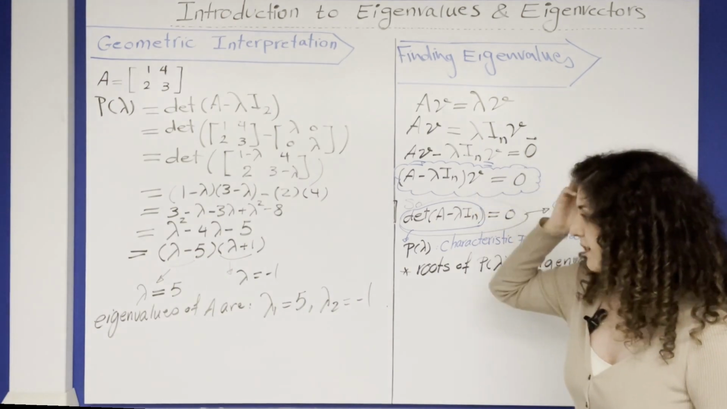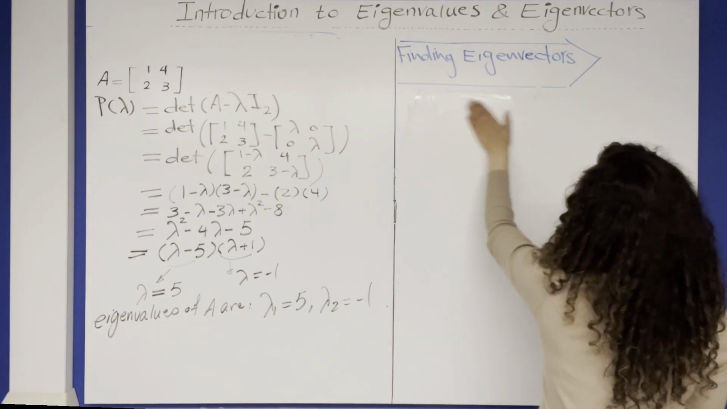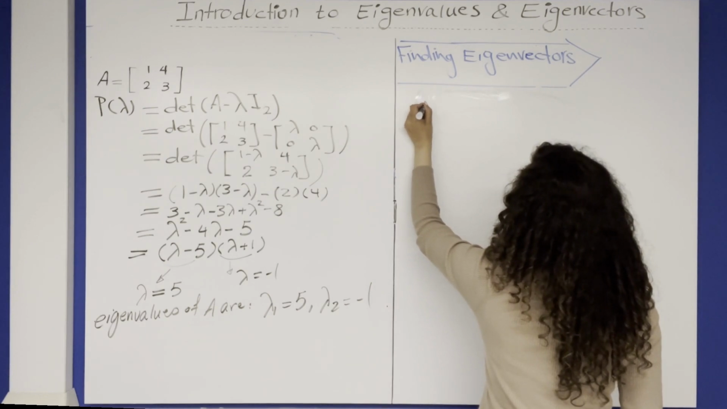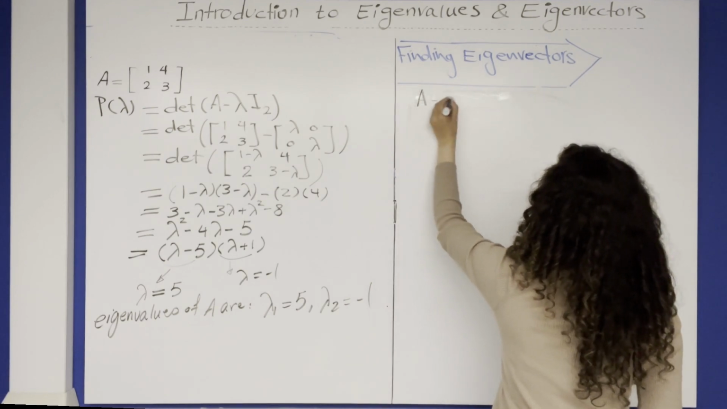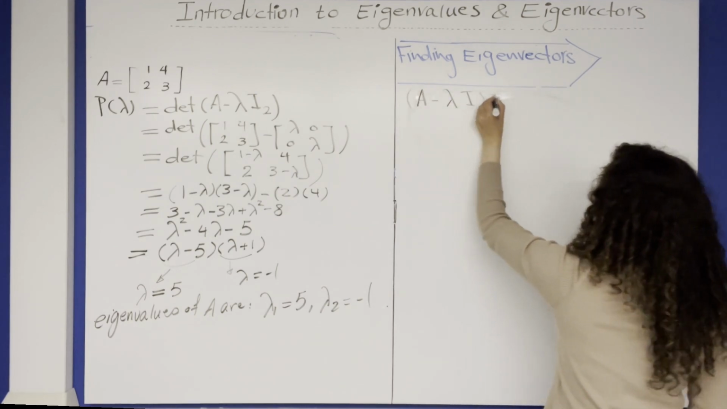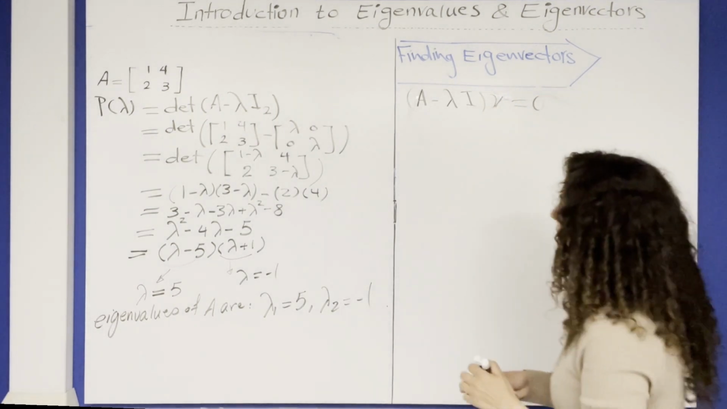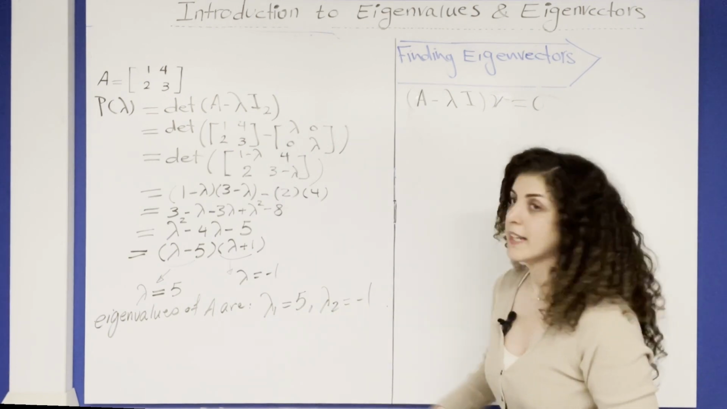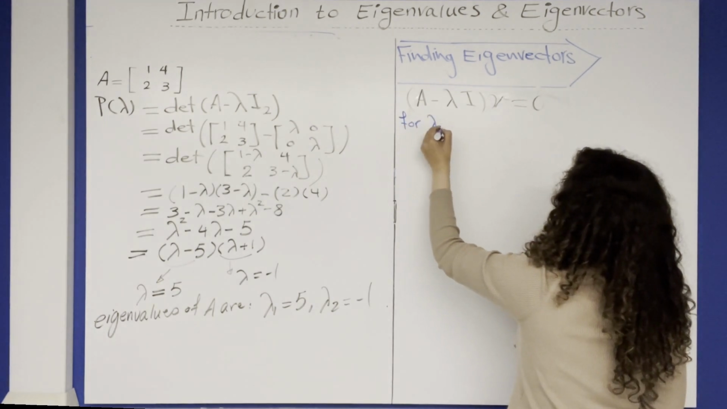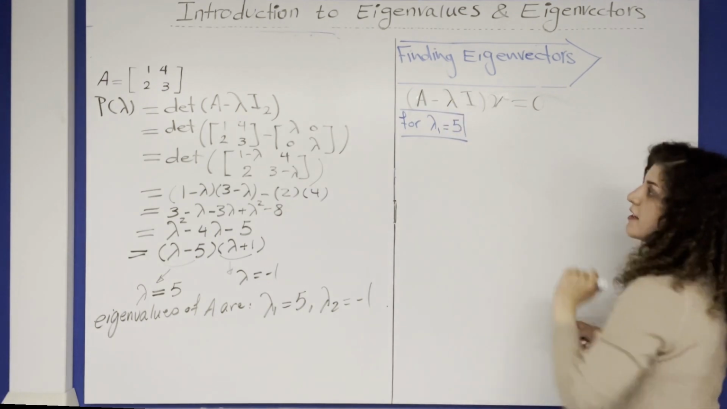So let's try that. All right, so as I said, we already know that A minus lambda times identity times V must be equal to the 0 vector. Now, I'm going to first start off with lambda 1. So for lambda 1, I'm going to replace lambda here with 5, okay?